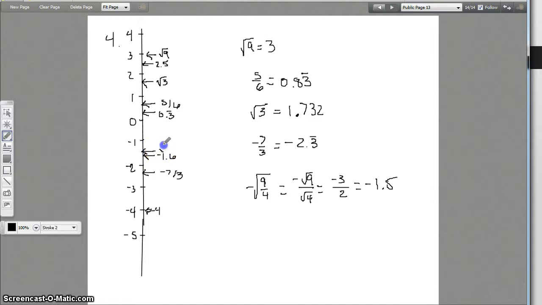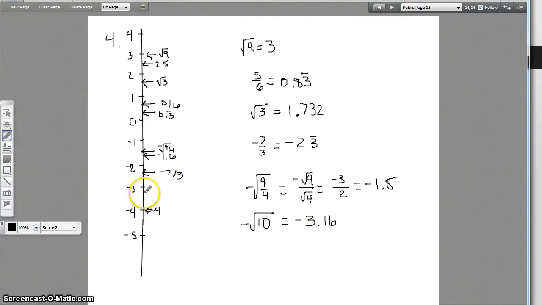And that is the negative square root of 9/4. It's kind of crowded on this number line. And then the last one we're asked to place is negative square root 10. So we have to punch that in a calculator, and we will see that is about negative 3.16, and that goes on for a while, so I'm just going to round it there.